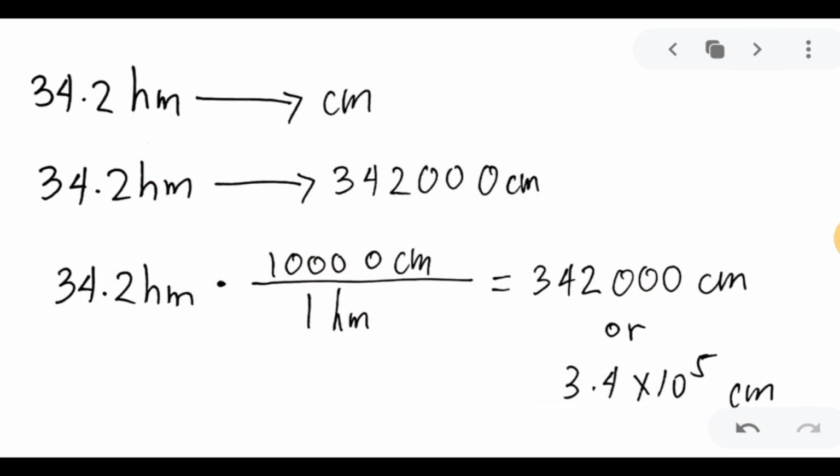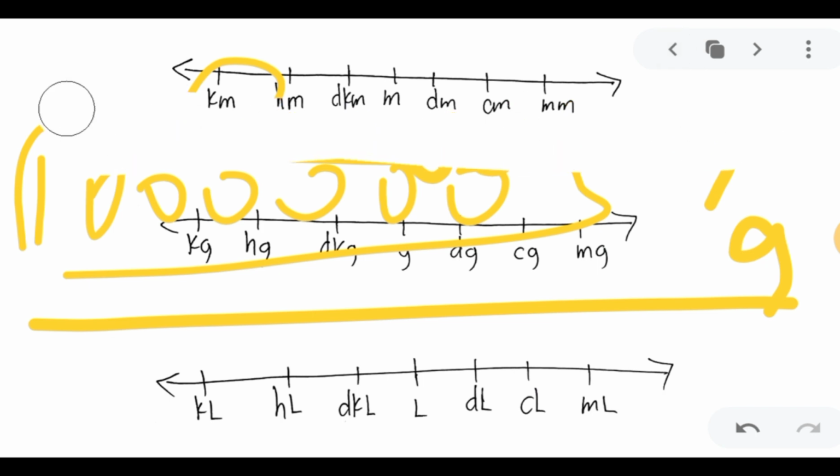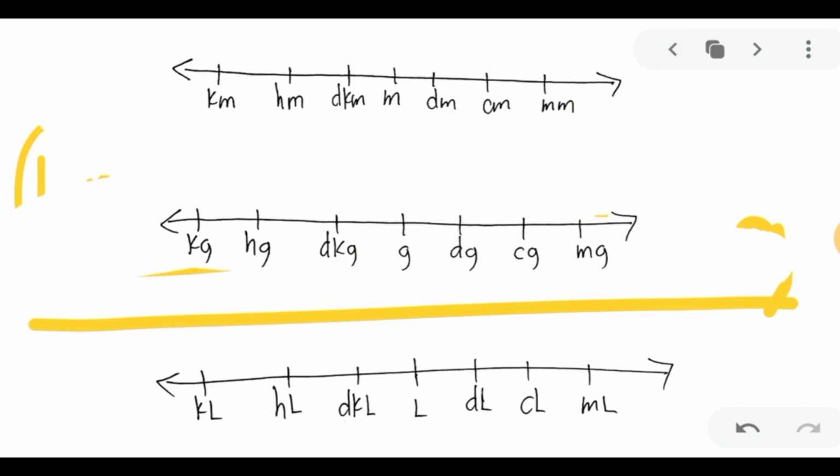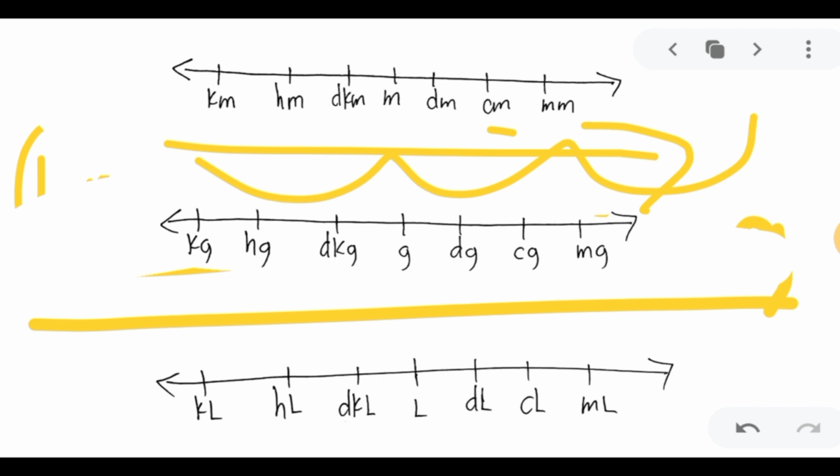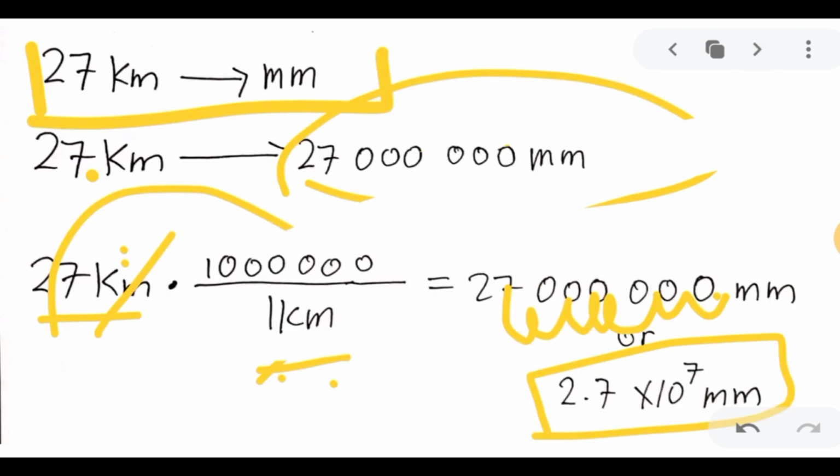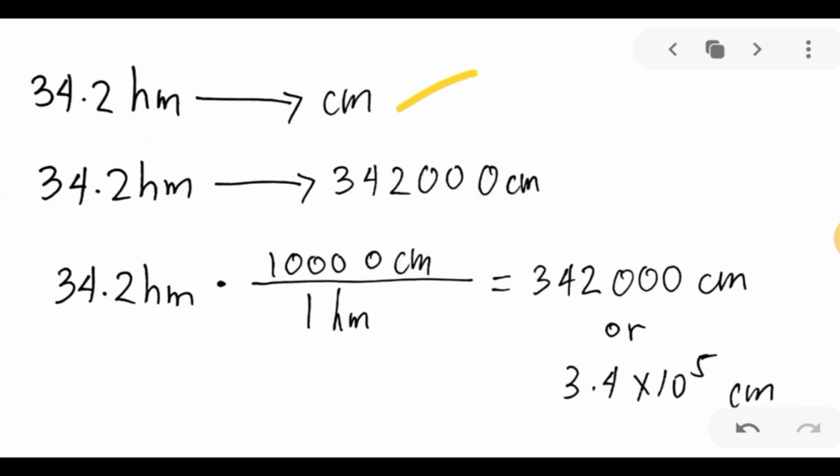Another example is the conversion of 34.2 hectometer into centimeter. Hectometer is on the left side, and then centimeter is here. So that is multiplication, or the movement is from left to right. So how many places will that be? 1, 2, 3, 4. 4 places, hectometer to centimeter. So that will be 4 movements. So you have your 2 here, and then move 1, 2, 3, 4. Then the answer will be 342,000 centimeter.